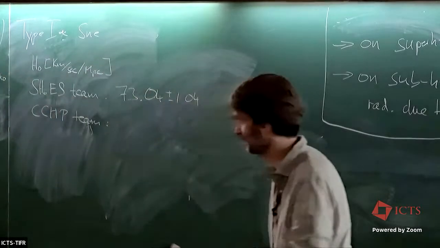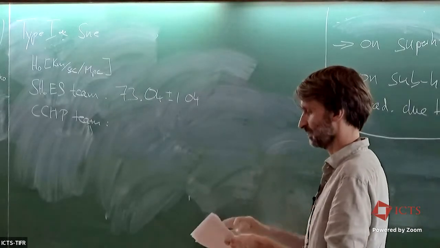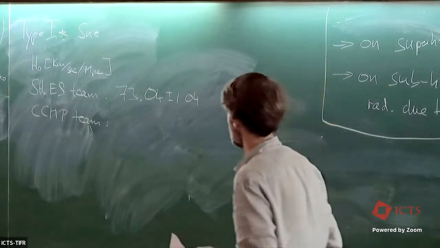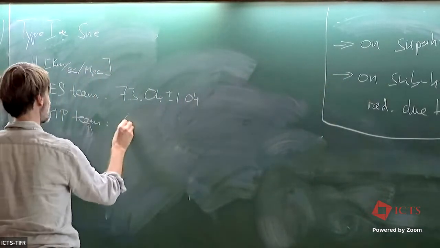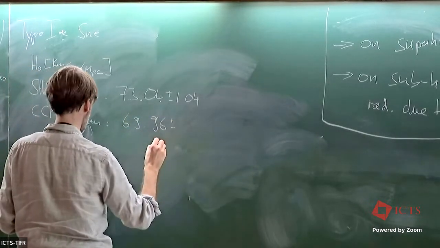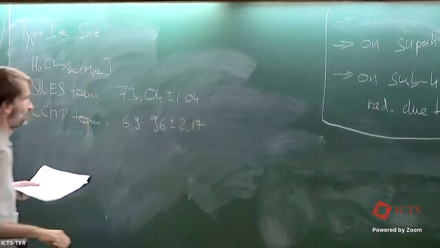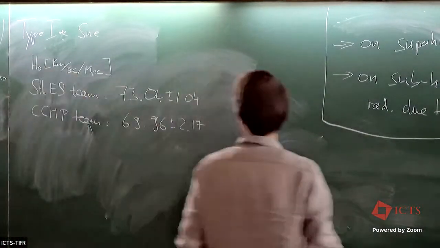So I won't have time in this lecture to go into the details of the distance ladder. That would be a lecture on its own. But there is one page in my notes devoted to explaining the philosophy of the distance ladder. But they get a lower value, 69.96, but with significantly larger error bars. And that's their latest value they put out in a paper a couple of weeks ago.